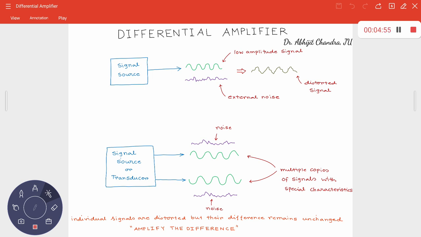So what is done is, suppose this is a signal source, a transducer, which generates a signal something like that. Now, instead of generating only one signal, another copy of the signal is generated with some characteristics. What are the characteristics? If you compare this signal and this signal, can you find any similarity or difference between these two signals?